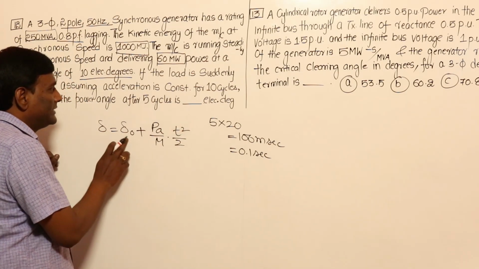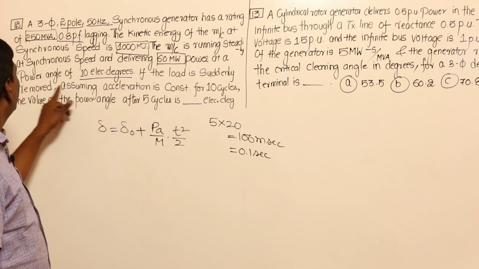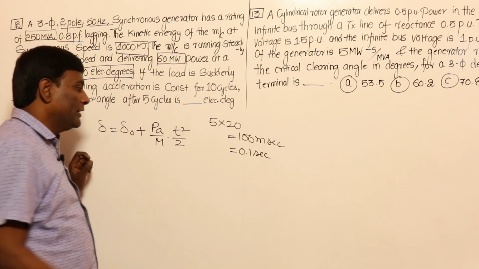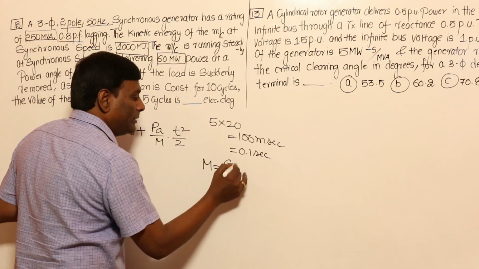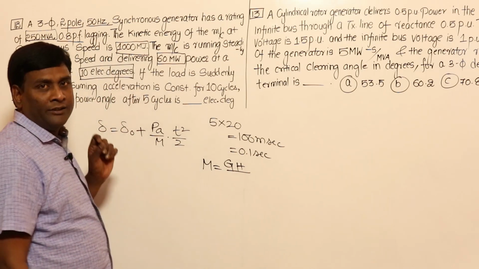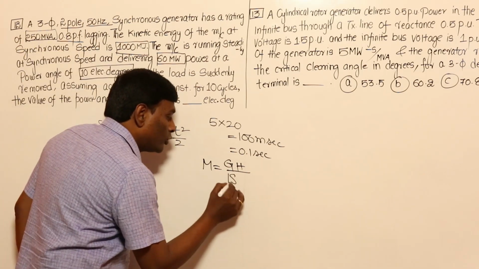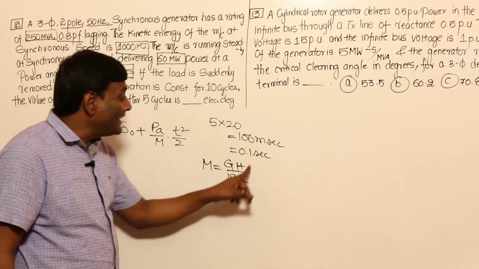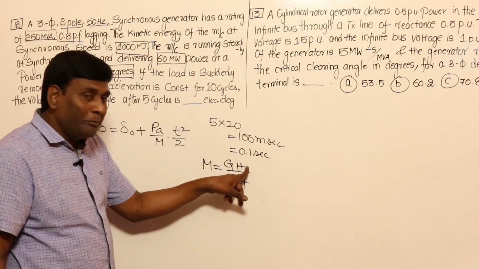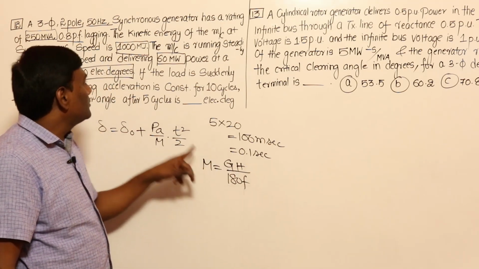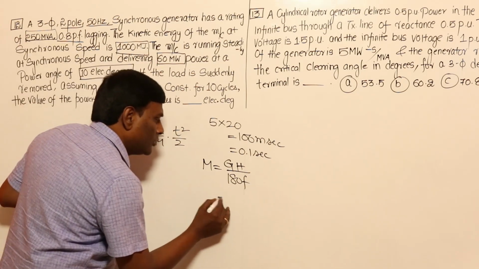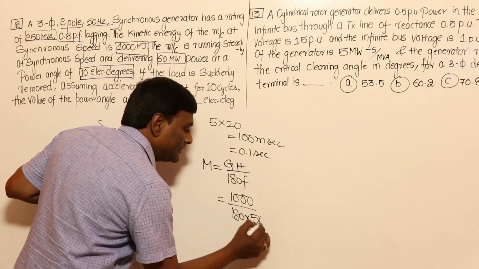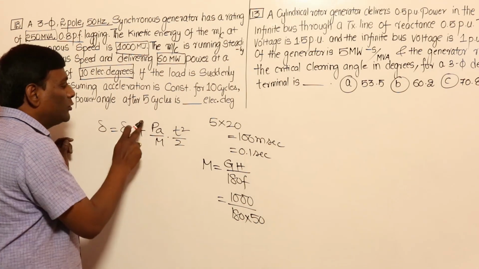Delta naught, they have given, the power angle of 10 degrees. Now you have to calculate M. M here is GH by pi F or 180F. Electrical degrees they have given, so this is going to be 180F. G is in MVA, H is megajoules per MVA, so total energy is MVA into megajoules per MVA, which is megajoules. 1000 megajoules is directly given. So this is going to be 1000 divided by 180 into frequency 50. Keep it aside. Now I have to calculate only PA.